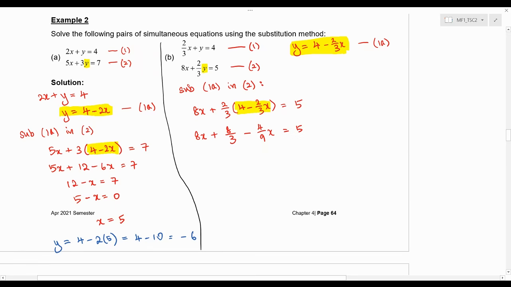I'll do 8x minus 4 over 9x. So 8 minus 4 over 9, you end up with 7 and 5 over 9, right? I'm going to put it in improper fraction. Okay, you can just press your calculator. 7 and 5 over 9, you should end up with 68 over 9x.